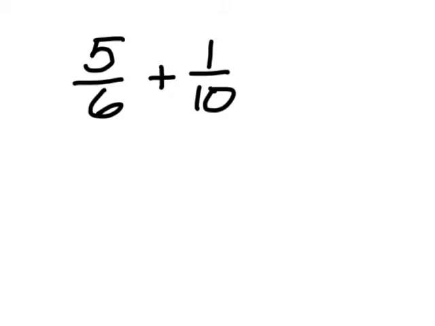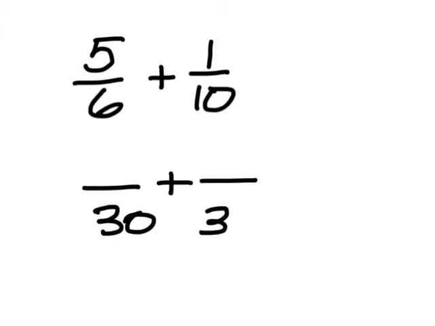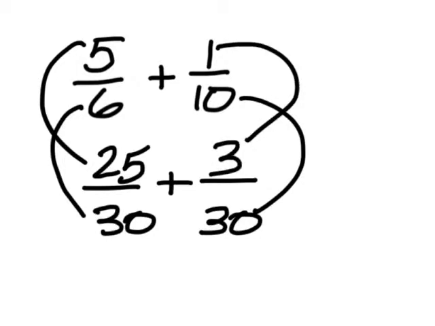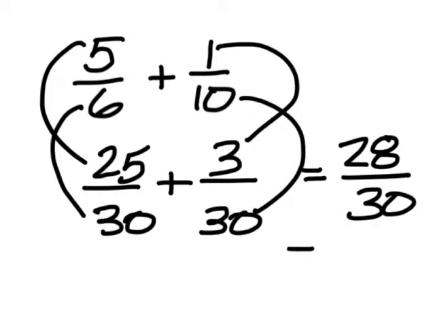Last warm-up problem. The lowest common denominator between 6 and 10 will be 30, not 60. 5 times 6 would give me 30, so 5 times 5 is 25. And 10 times 3 is 30, so 1 times 3 is 3. 28 over 30 is not the final answer. You can reduce that. Cut both of them in half to get 14 over 15.